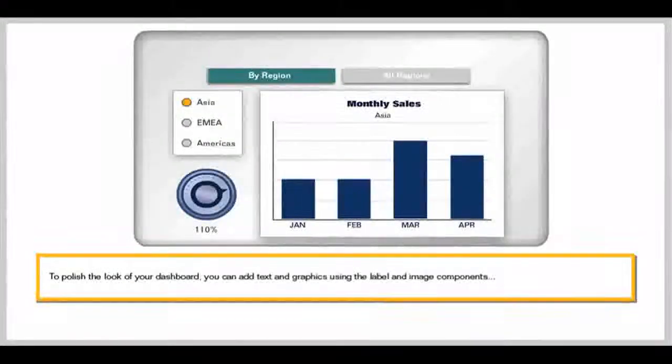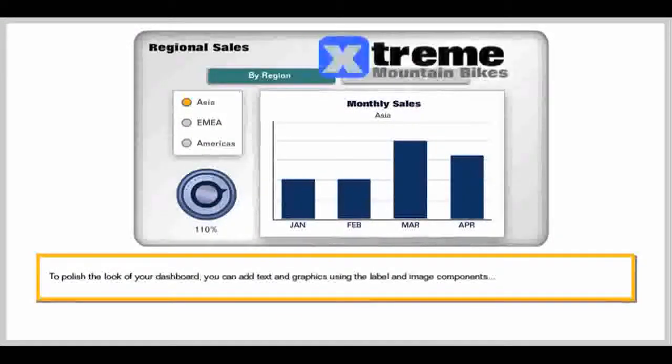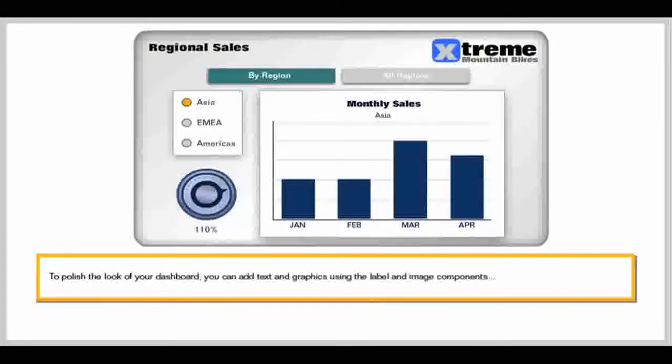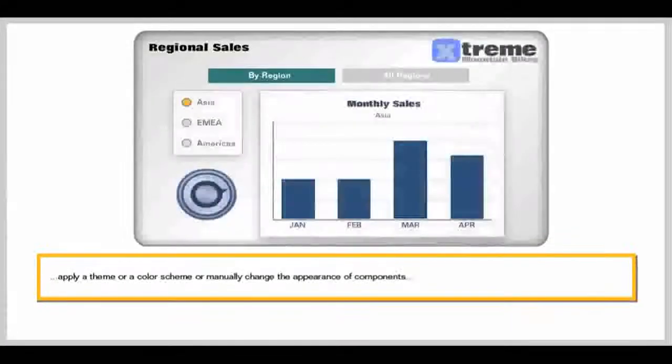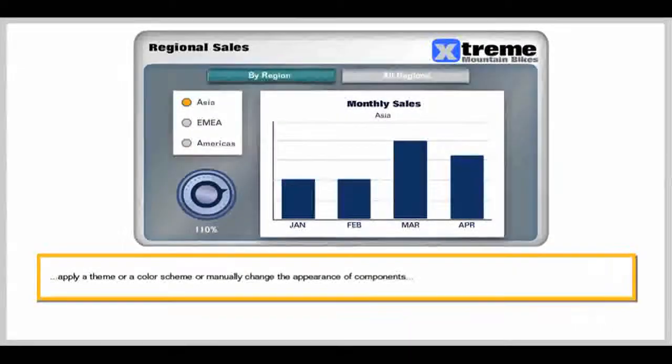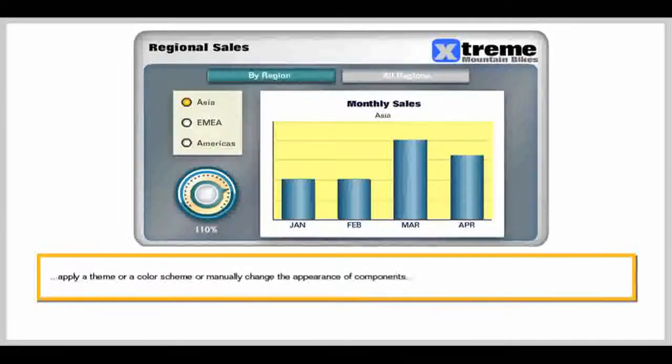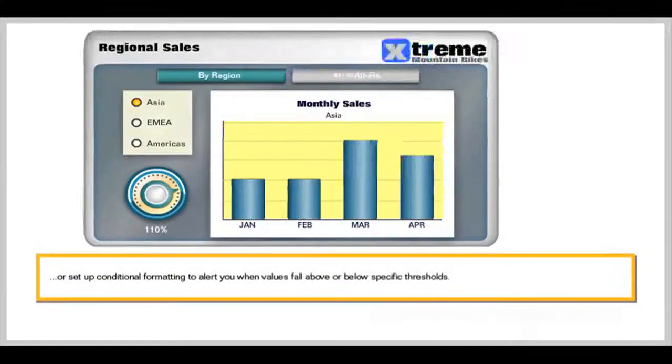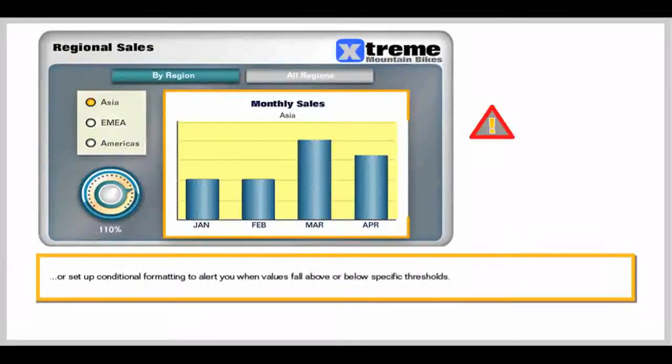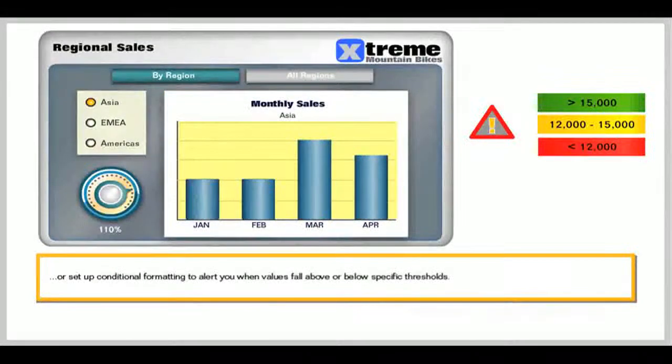To polish the look of your dashboard, you can add text and graphics using the label and image components, apply a theme or a color scheme, or manually change the appearance of the components, or set up conditional formatting to alert you when values fall above or below specific thresholds.